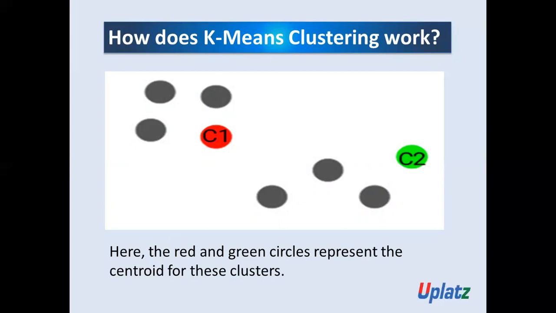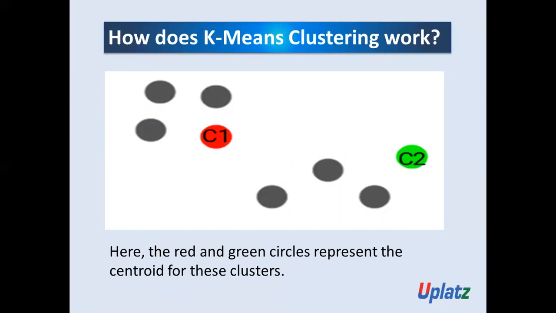Here the red and green circles represent the centroids for these clusters. Let's suppose this is our first group and this is the second group. How many clusters have we chosen? 2 clusters. Now it's time to decide the centroid for each. Let's suppose C1 is the centroid for this group and C2 is the centroid for the other.